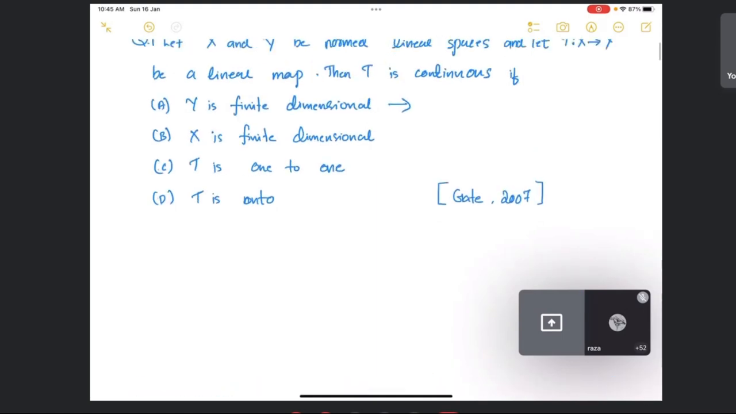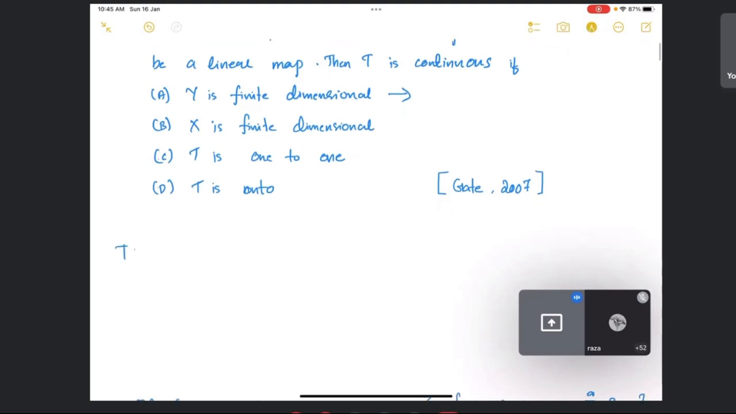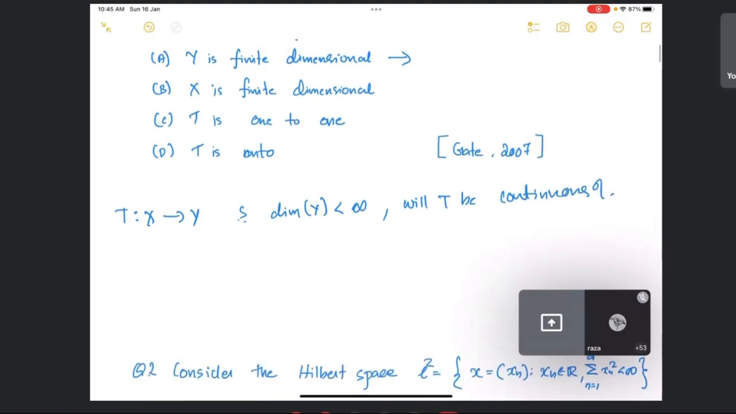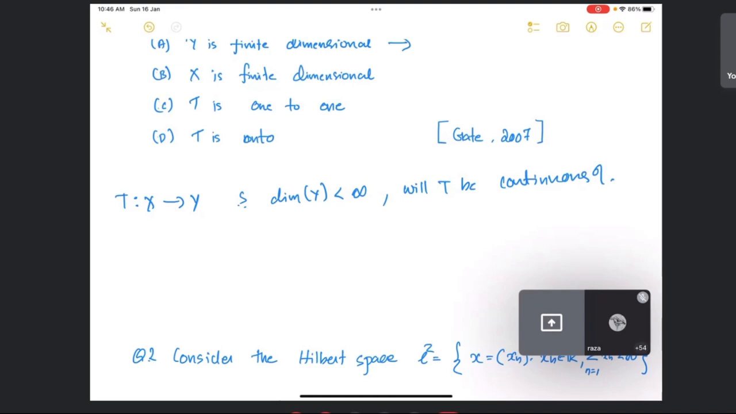Can anyone answer this question? Will it be true that if T is from X to Y, such that the dimension of Y is finite, T will be continuous? Anyone? Those who have done a course in functional analysis? Okay, so this is not true.